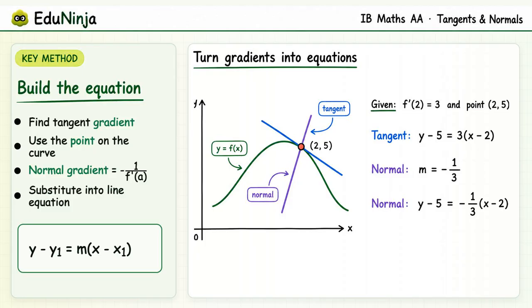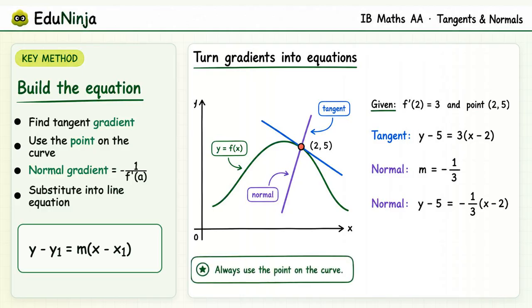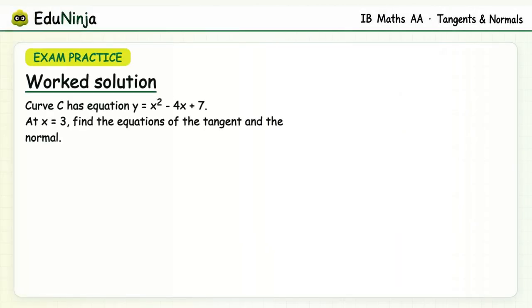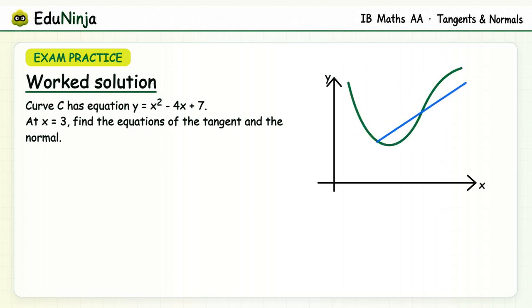Once you have the normal gradient, the rest is the same line method. Use the same point on the curve, and substitute into y minus y1 equals m times x minus x1. So for both tangent and normal questions, the two ingredients are always the same, the exact point and the correct gradient. For question 1, the curve is y equals x squared minus 4x plus 7, and we need the tangent and the normal at x equals 3.